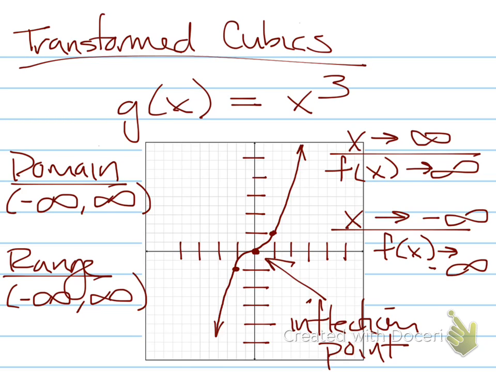The domain for all cubic functions is all real numbers from negative infinity to positive infinity. Range is the same, all real numbers from negative infinity to positive infinity. As x approaches positive infinity, f of x will approach positive infinity also. And as x approaches negative infinity, f of x will also approach negative infinity. Where the graph turns from concave down to concave up is called the inflection point. For the parent function, x cubed, the inflection point is at the origin, (0, 0).